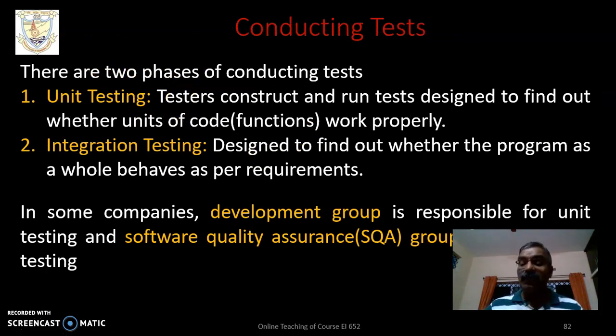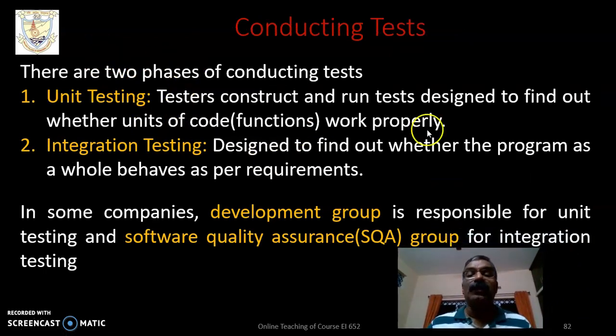Next, conducting tests. So how are tests actually conducted? We have learned what are the different types of tests. Now how are tests conducted? There are two phases of conducting tests. First phase is called unit testing and second one is called integration testing. In case of unit testing, testers construct and run tests designed to find out whether units of code work properly.